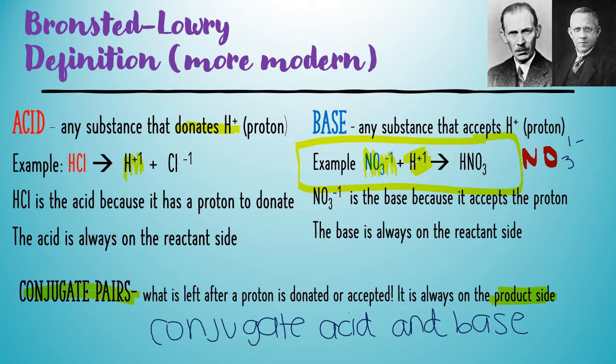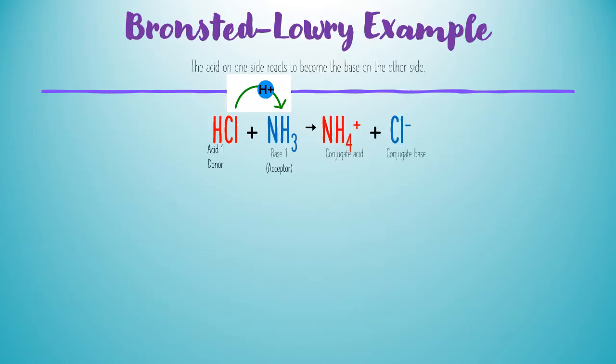It's important to remember that the acid is always on the reactant side, and it's the one that donates or gets rid of the H. The base is always on the reactant side, and it's the thing that's going to accept the H. And then the conjugate acid and base are what's on the product side, what is left over, which I know you're really confused right now. And so we're going to look at this reaction.